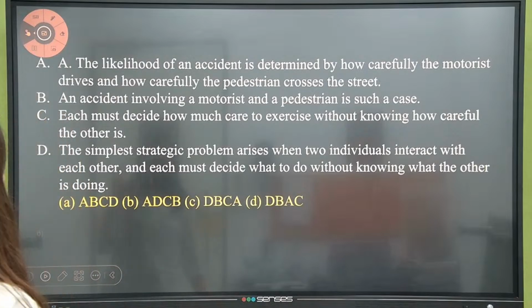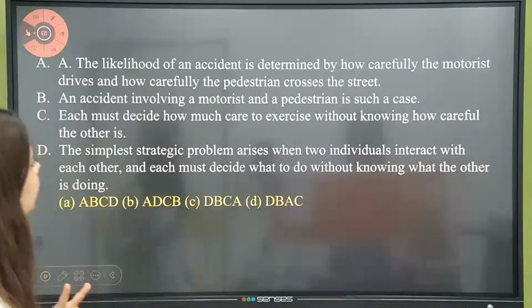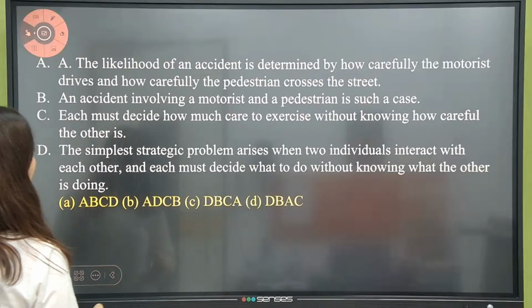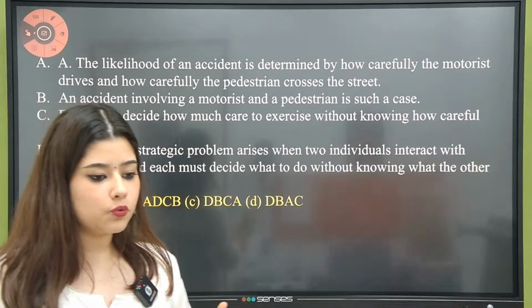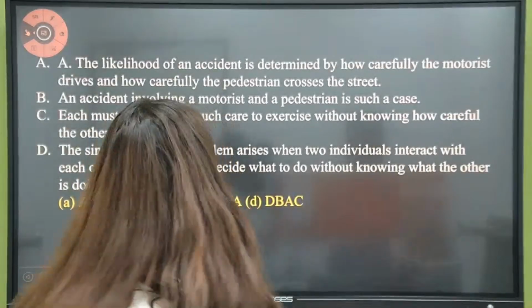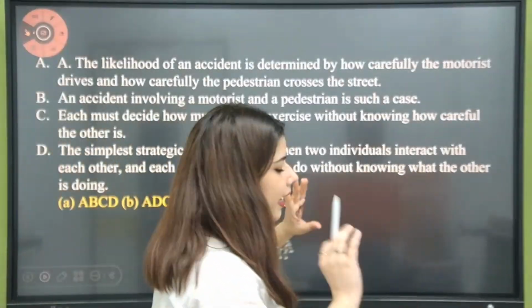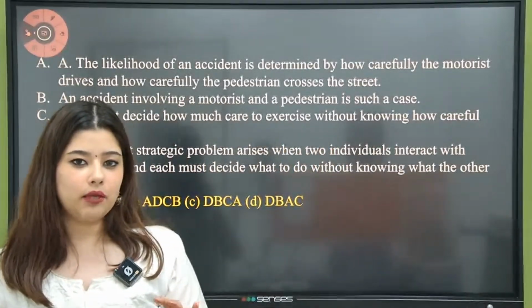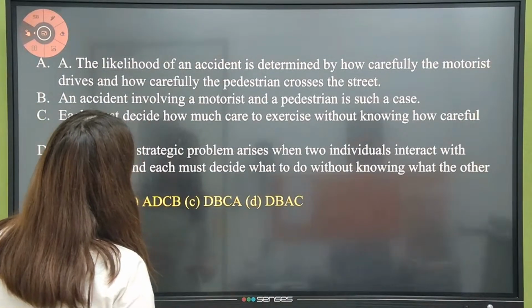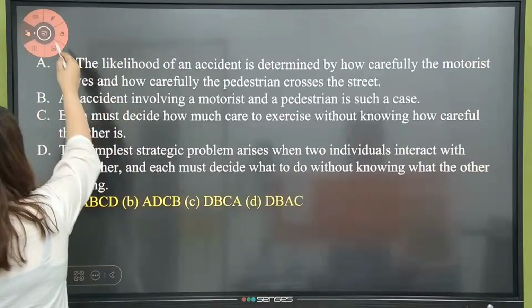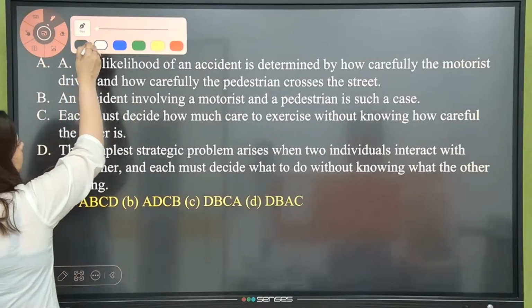The likelihood of an accident is determined by how carefully the motorist drives and how carefully the pedestrian crosses the street. So now we have two subjects here, motorist and pedestrian. Has there been any mention of them anywhere? Let's have a look. An accident involving a motorist and a pedestrian is such a case. Such a case. What case?